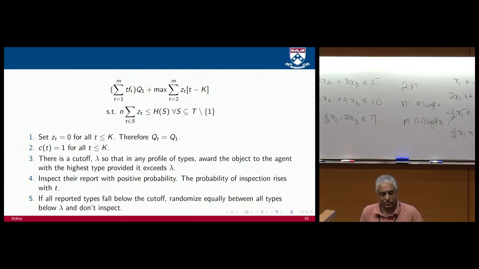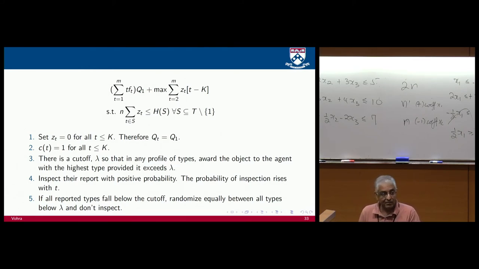Okay, so now some history. My understanding is it was Steve Matthews who first conjectured the reduced form representation and showed that it was necessary. I believe Maskin and Riley, in a very special case, proved that it was sufficient. And then it is finally Border in his Econometrica paper that gives the full characterization for a continuum of types.